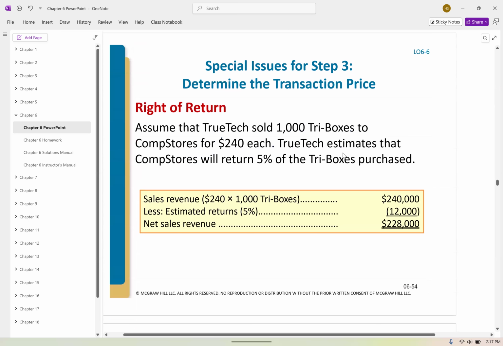They said assume that TrueTech sold 1,000 try boxes to comp stores for $240, and they estimate that the comp stores will return 5% of the try boxes. Then they're going to record sales revenue of 240,000, but they're going to have this estimated returns of 5%, 12,000. So net sales revenue would only be 228,000.